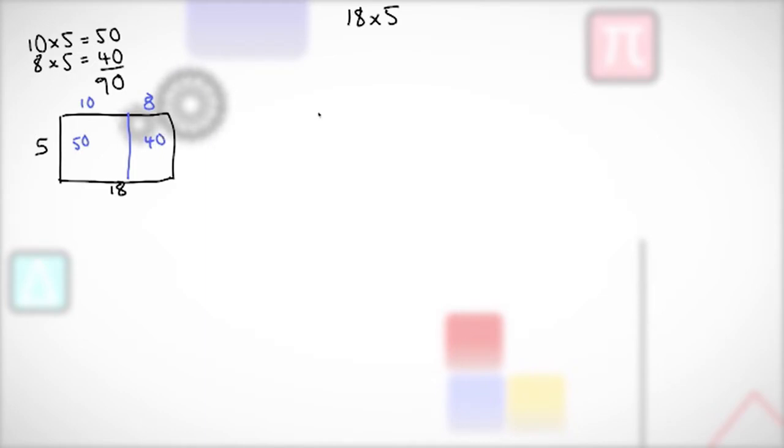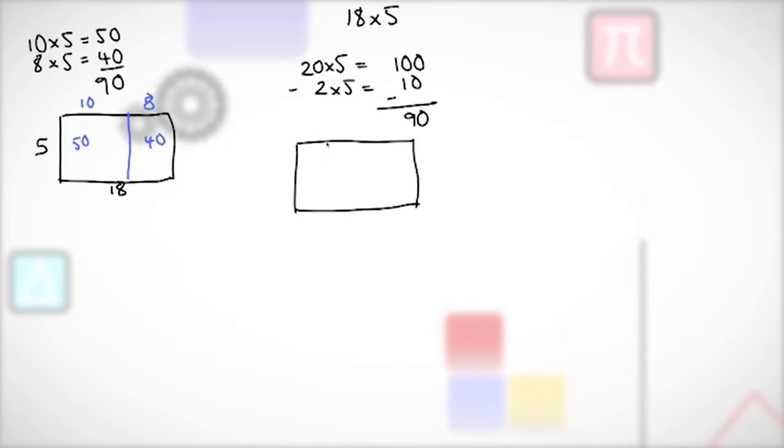But some people said they didn't want to multiply 18 times 5, so instead they multiplied 20 times 5, which gave them 100. And then they subtracted 2 times 5, which is 10. And they got 90. What would that look like visually? Well, let's imagine this is our 18 times 5 again. And they said, well, I don't want to work with 18, I want to work with 20. So they made their 18 into a 20 by adding 2 on. And then they subtracted that and took it off. So that would look something like that visually.